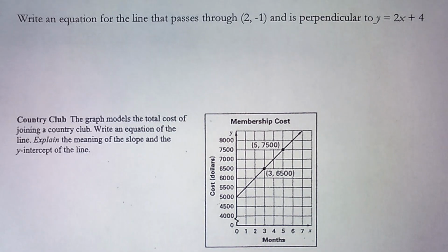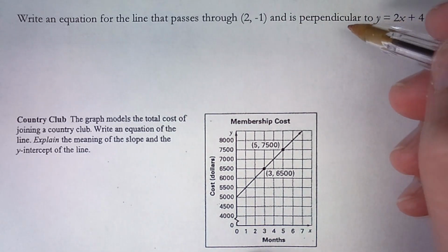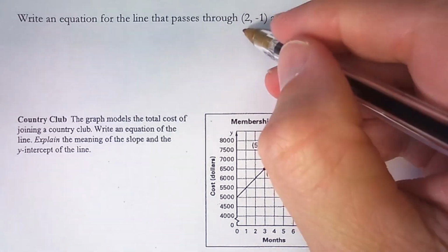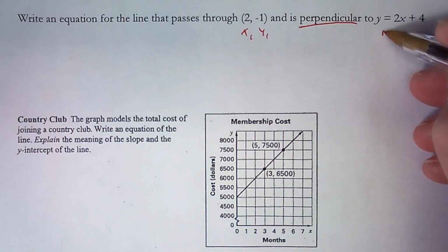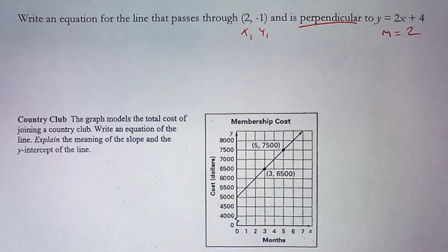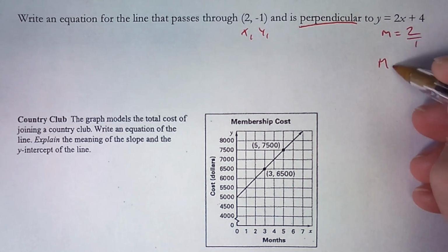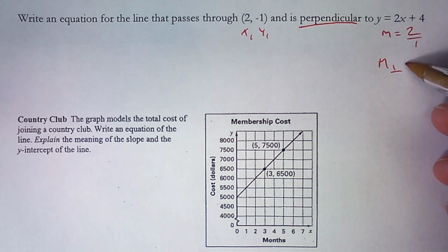Now we have a very similar skill here to the one we just did, except this time it's perpendicular. We still have our x1, y1. And we still get our slope from this line. The slope of this line is 2, which is the same as 2 over 1. The slope of a perpendicular line is the opposite reciprocal. Opposite means we change sign. This is positive, so the perpendicular slope is negative. Reciprocal means we flip this, so we get 1 over 2. So the opposite reciprocal slope is -1/2.